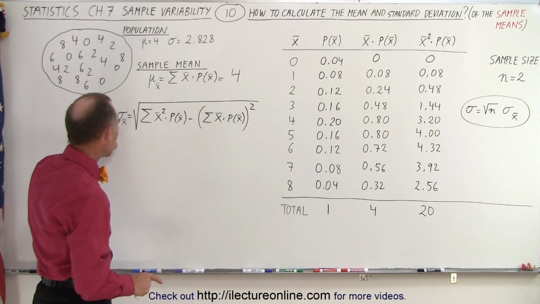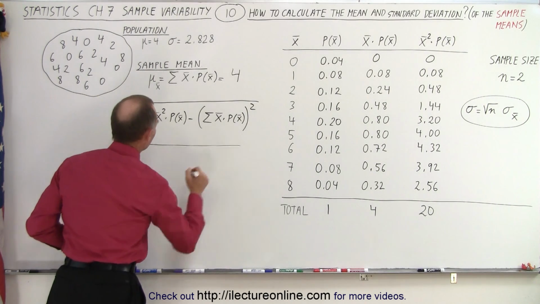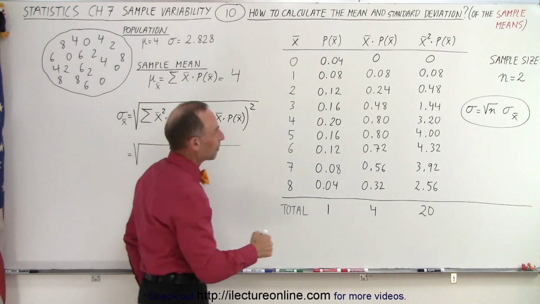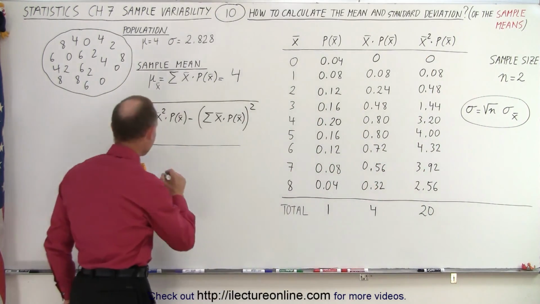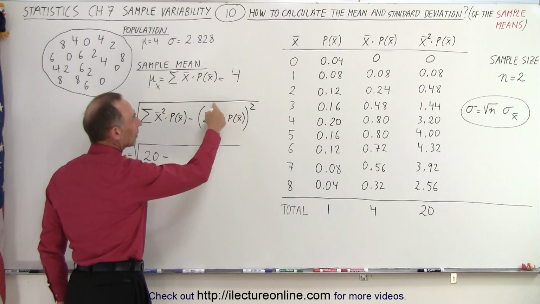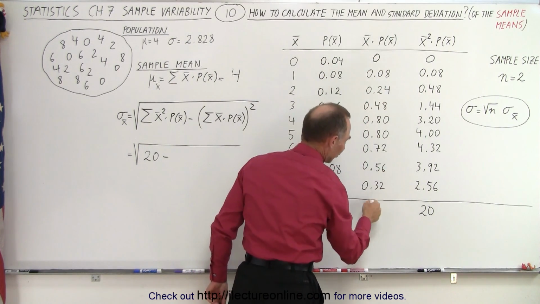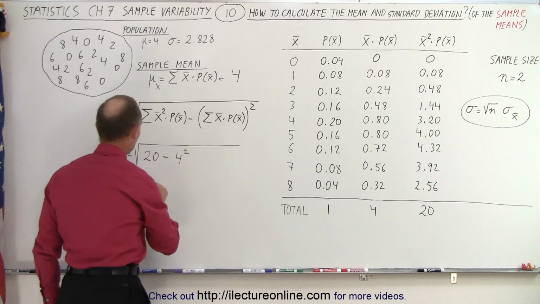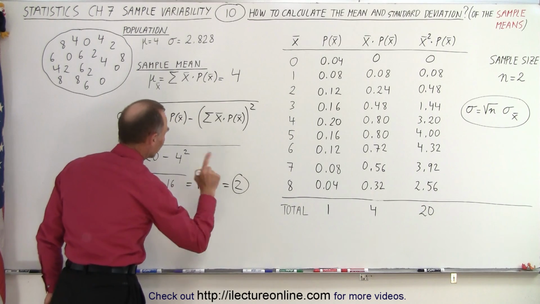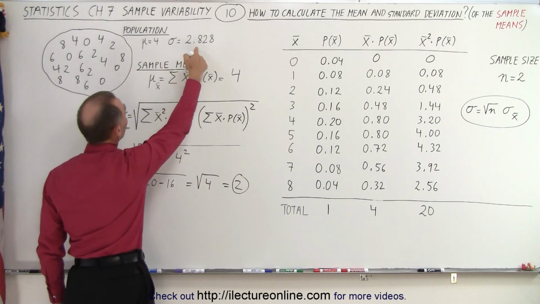Now next, we're going to find the standard deviation of the sample means. And to do that, we have the same equation as before. We take the sum of all the products of the squared sample means and the probability to get that sample mean, which is this column right here. We add them all up, we get 20. We subtract from that the sum of the products of the sample means and the probability of getting those sample means, and that would be this column right here. Sorry, one more column. This column right here, which is 4, and we need to square that, so we get minus 4 squared. So this becomes equal to the square root of 20 minus 16, which is equal to the square root of 4, which is equal to 2, which means that the standard deviation of the sample means is equal to 2, while the standard deviation of the population was equal to 2.828.